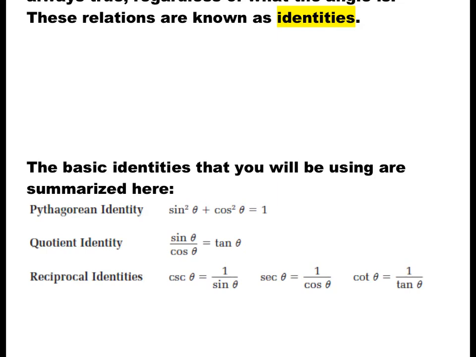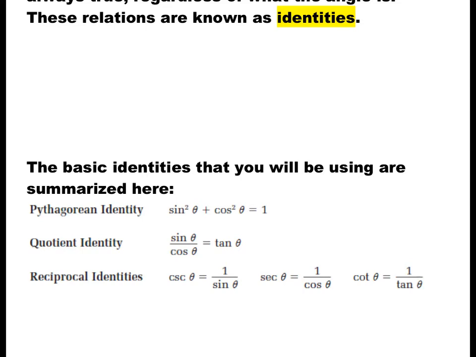If theta is 0 or 35 degrees or 90 degrees, any value for theta, this Pythagorean identity is always true. Another one which you can assume is always true is the quotient identity. This means that sine theta over cos theta is always equal to tan theta. And another one is the reciprocal identities, which say cosecant theta is 1 over sine theta, secant theta is 1 over cos theta, and cotangent theta is 1 over tan theta.